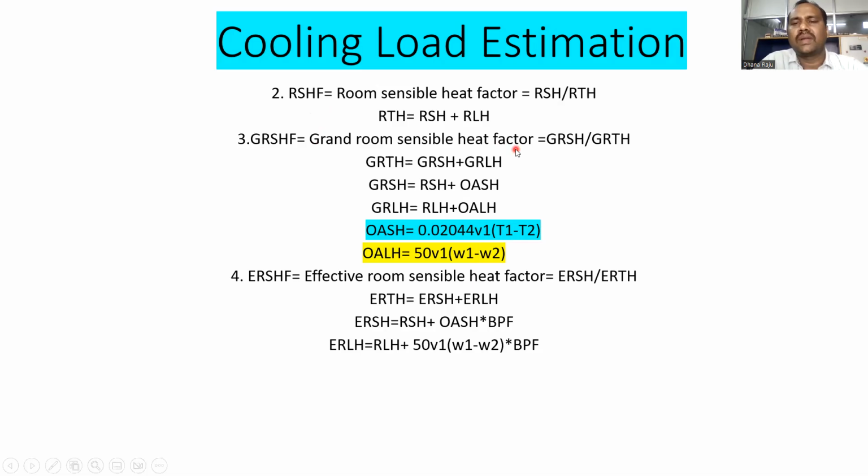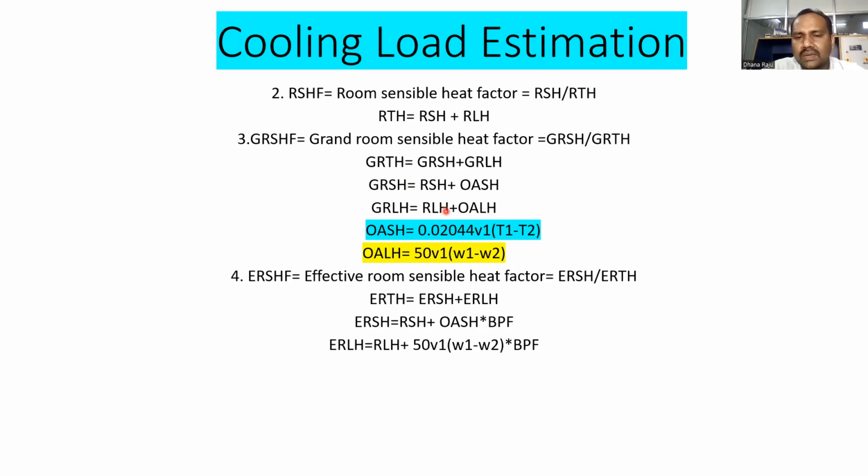So grand room sensible heat factor is grand room sensible heat divided by grand room total heat. What is grand room total heat? Grand room sensible heat plus grand room latent heat. What is grand room sensible heat? Room sensible heat plus whatever heat is added due to infiltration, which is considered outside air sensible heat. Similarly, grand room latent heat is room latent heat plus outside air latent heat. So we need to consider how much heat is added because of infiltration, that is outside air sensible heat, to the room sensible heat, and that gives grand room sensible heat.